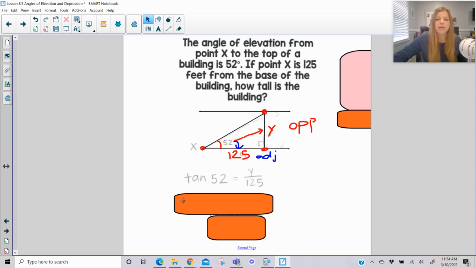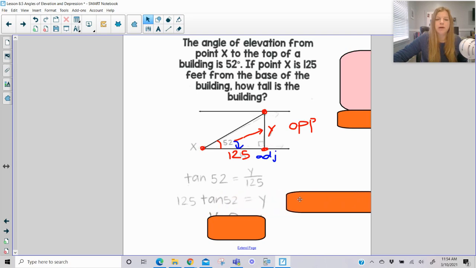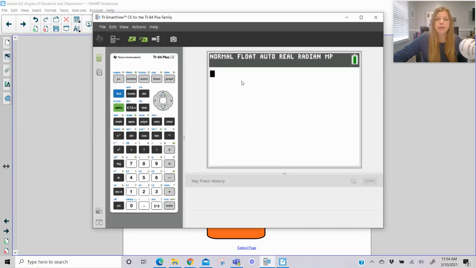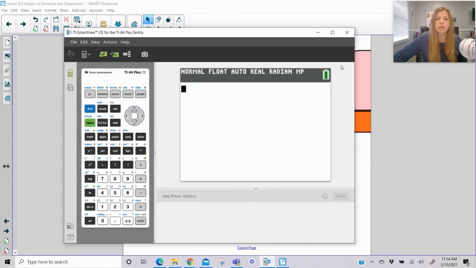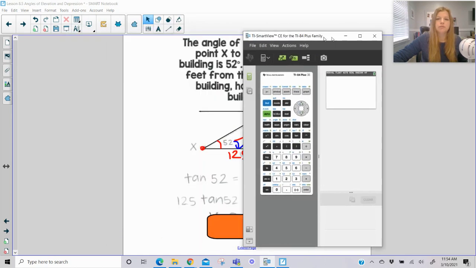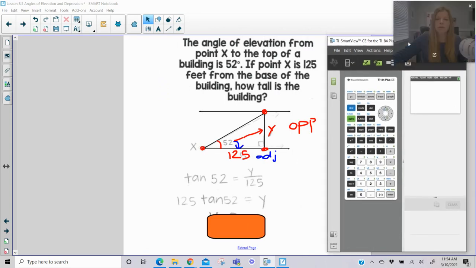So I would go ahead and multiply both sides by 125. Then I would get 125 tan 52 is equal to y. Now I'm going to show you in my calculator here. I'm just going to move this over a bit. So I just really have the calculator here for you.